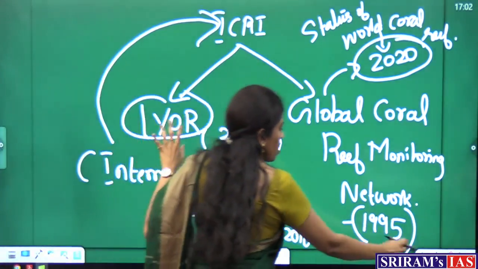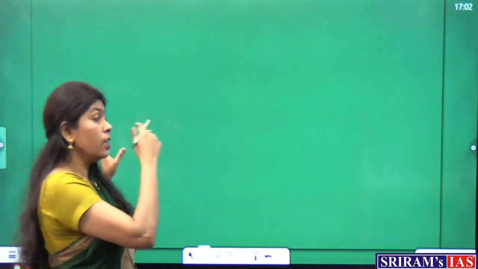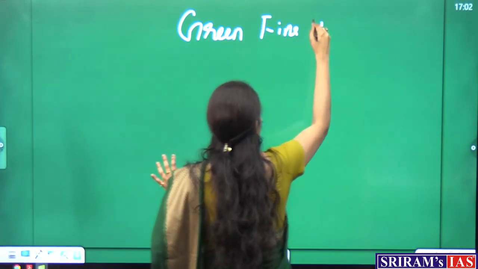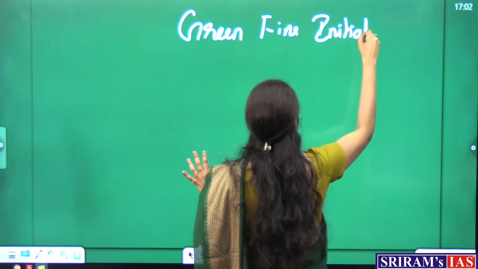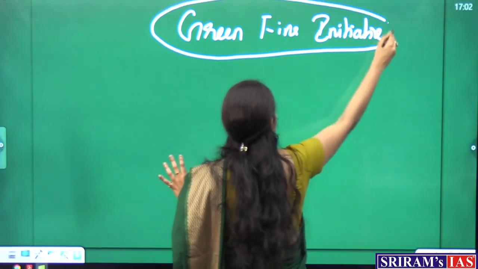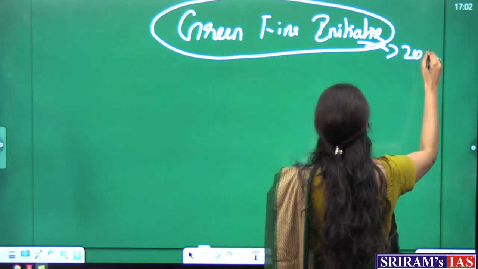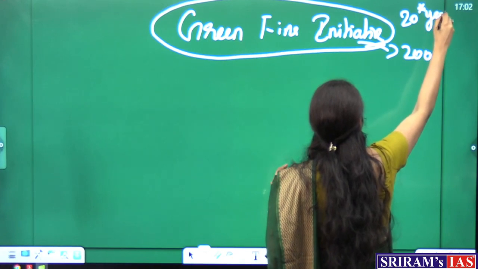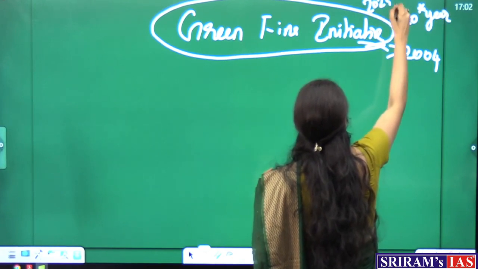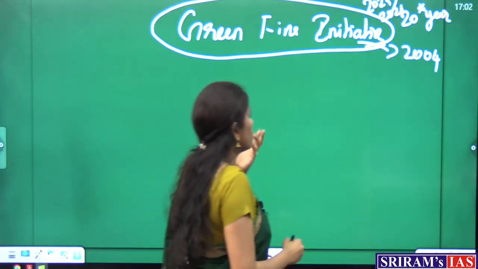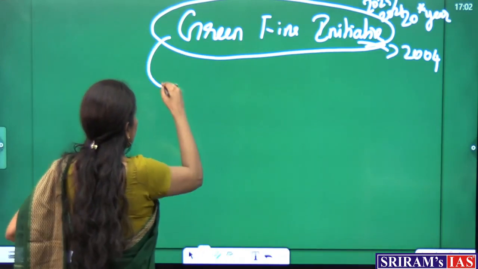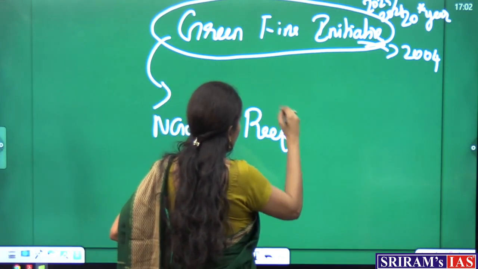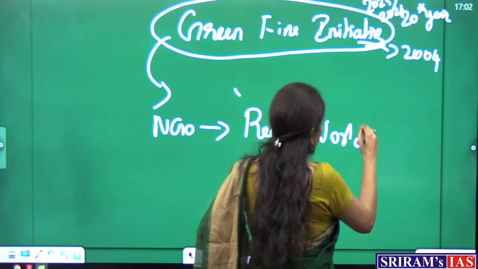Okay. Another small topic, if you want you can keep this in mind, Green Fins. It's called Green Fins. It's also an initiative only. Okay. Why did this come in the news? Again, this was launched in 2004. Okay, 2004. So, this is the 20th year. That means in 2023 or 2024 also they may ask this question. Okay, so this initiative is done by an NGO named Reef World Foundation.